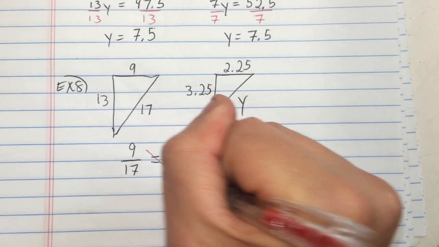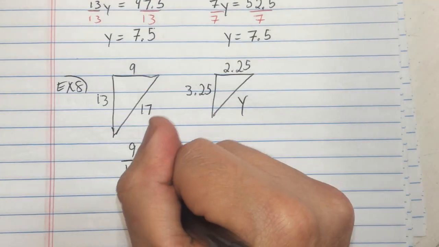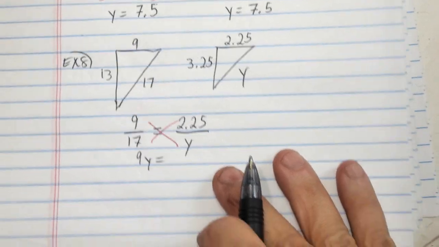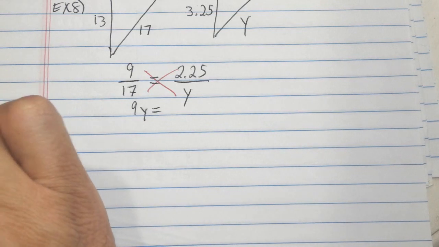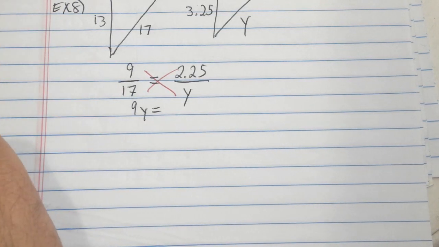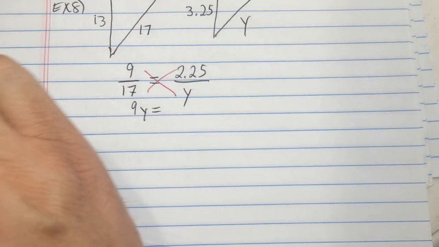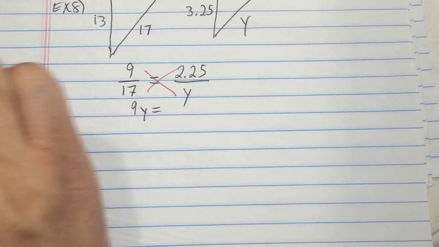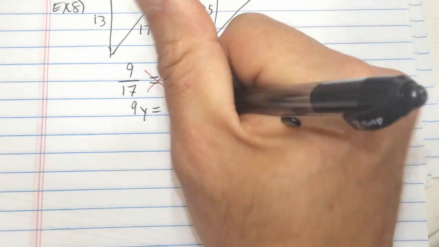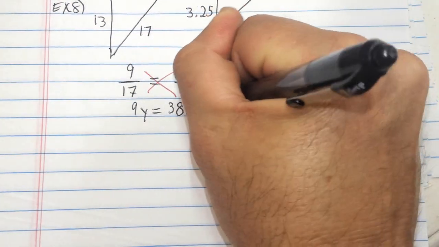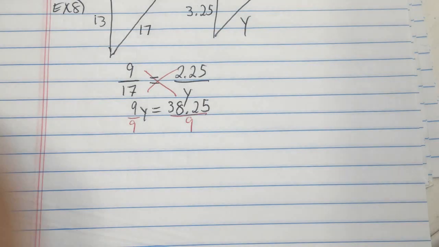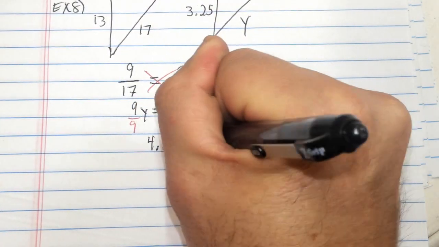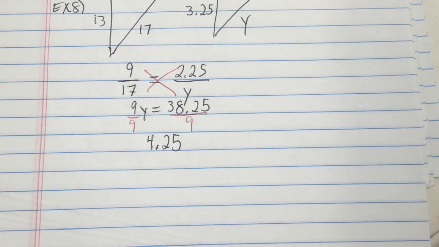Staying true to our proportions, we're going to cross multiply. 9 times y gives me, and I do 17 times 2.25. Try that again, 17 times 2.25. There we go. And I get 38.25, so all I got to do now is divide that 9 to both sides, and I get 4.25. So there you go, that's 4.25.